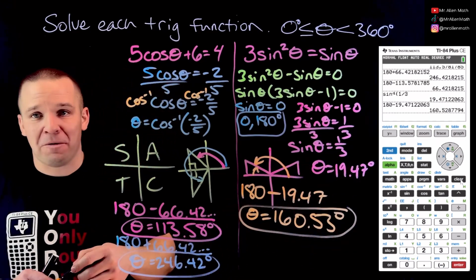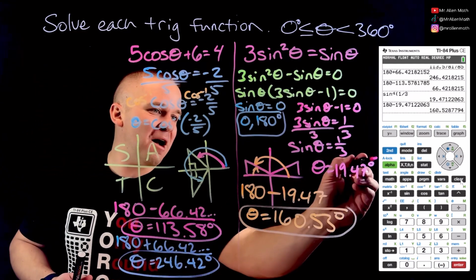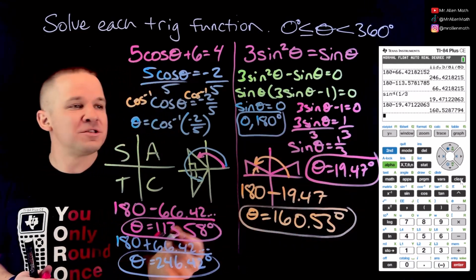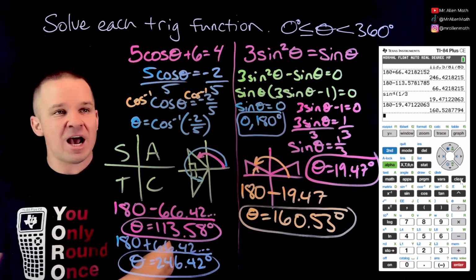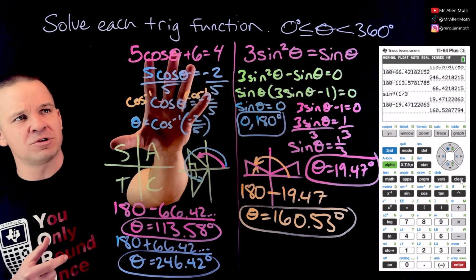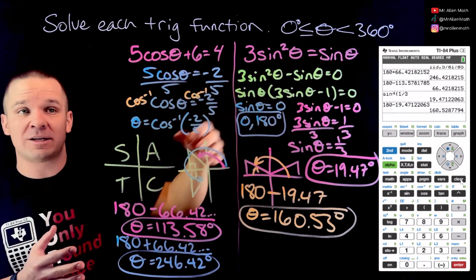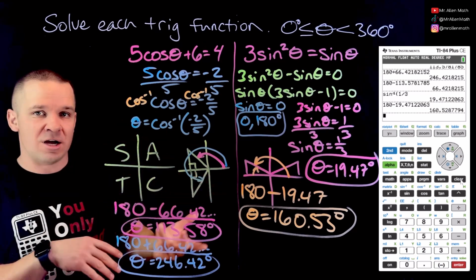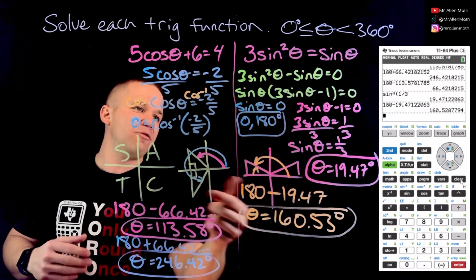On your test, you should probably put them all in the answer line, right? So we got ourselves 4 solutions here for this particular one, and that makes sense, right? We had 2 solutions for this one, but then we add the squared aspect. We're dealing with a quadratic, so you're going to get double the solutions there. So we got 1, 2, 3, 4.